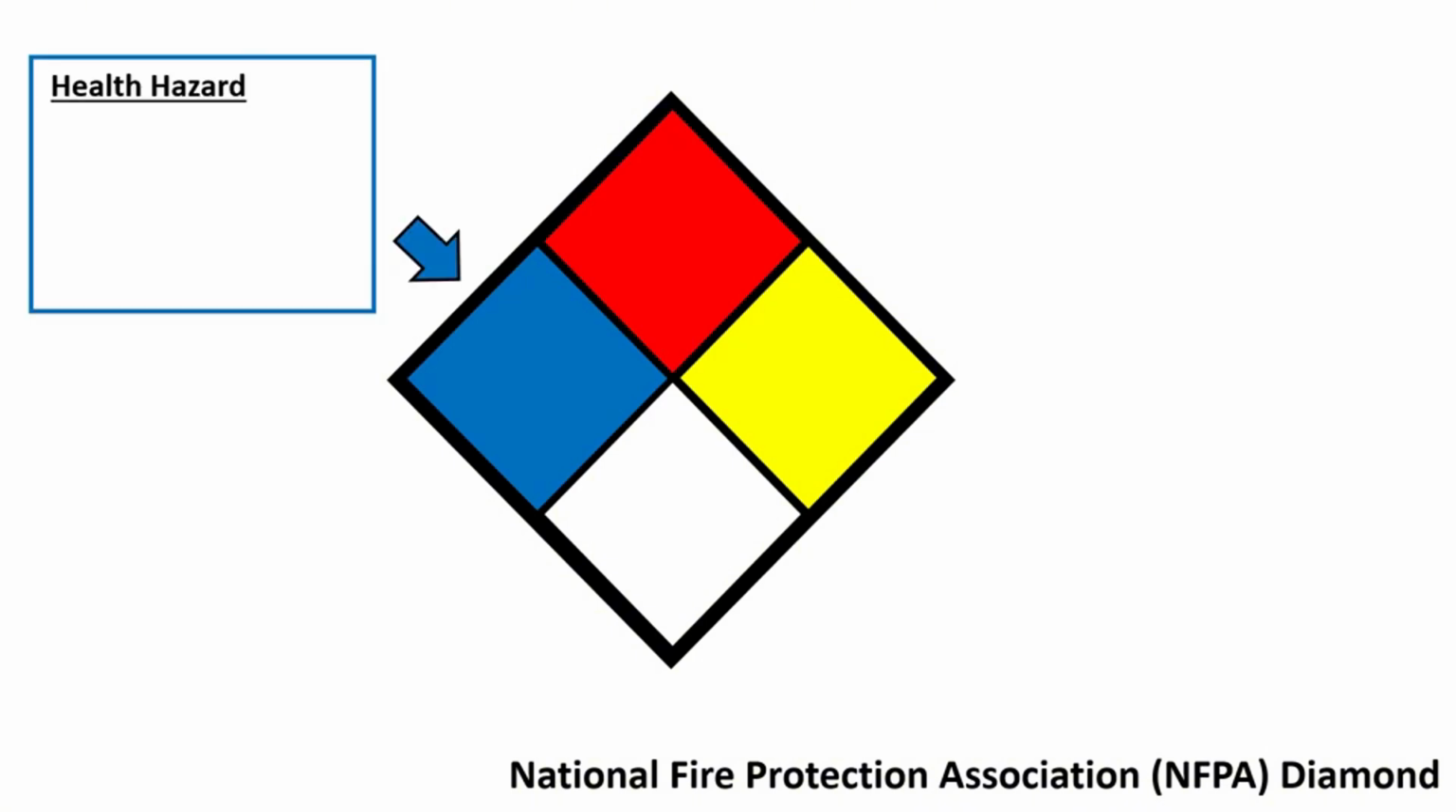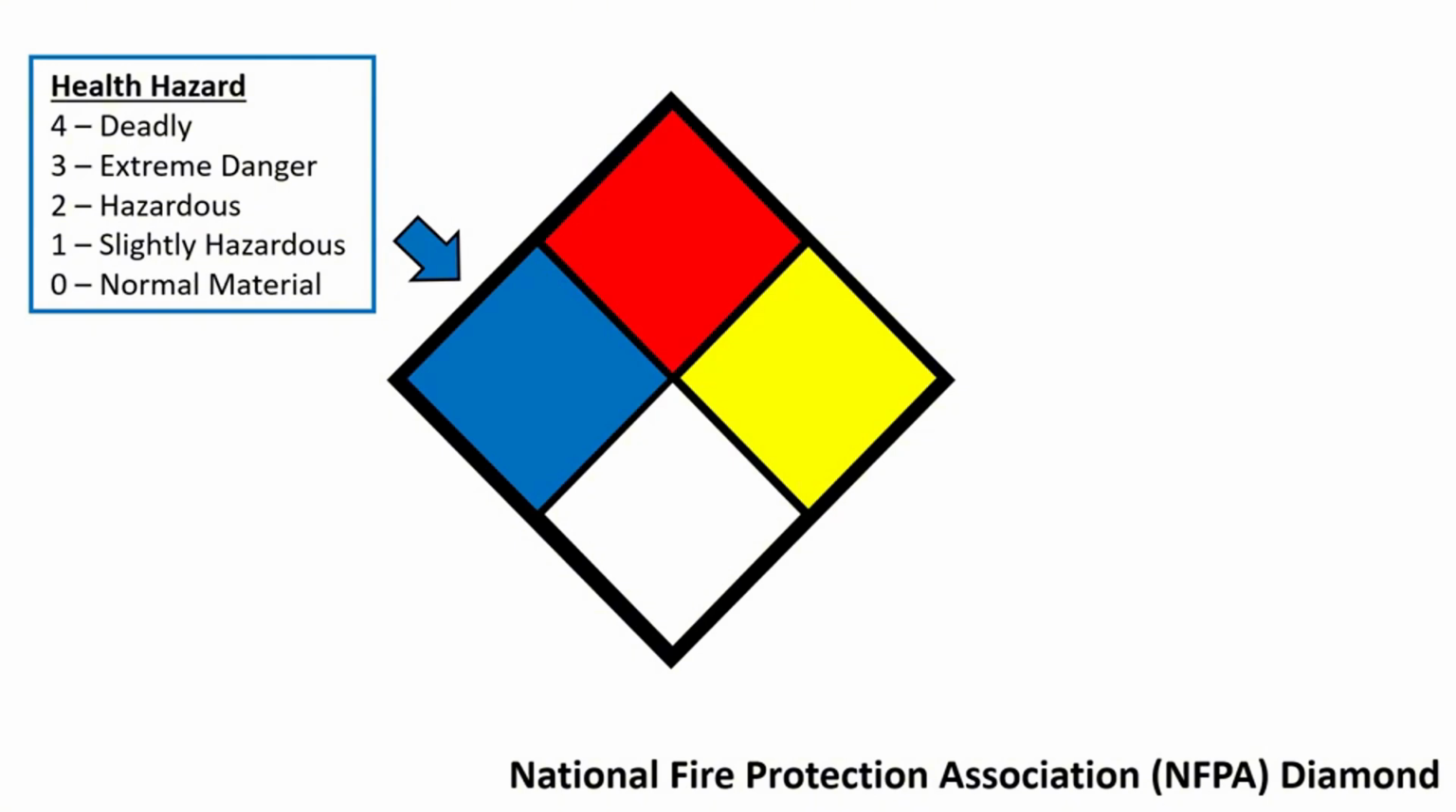So with that, let's get to the National Fire Protection Association, or NFPA diamond. The NFPA diamond has 4 quadrants. The blue quadrant communicates the health hazard associated with that material and can receive a numerical value between 0 and 4. A 4 would indicate that this is a deadly substance. 3 would indicate extreme danger. 2 indicates a hazardous material. 1 indicates that the material is slightly hazardous. And 0 indicates that this is a normal or non-hazardous material.